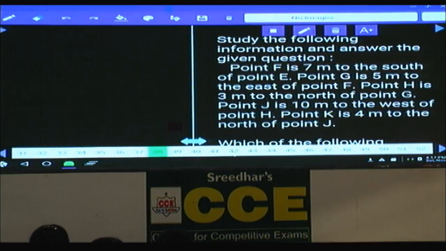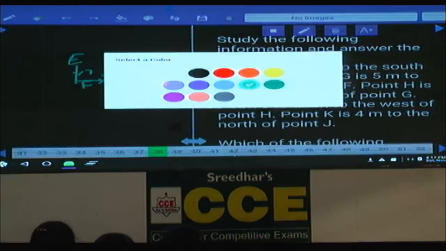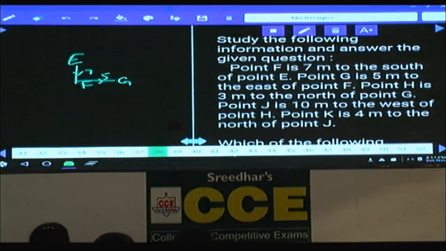F is 7 meters to the south of E. E is here and F is here, and the distance between these two is 7 meters. G is 5 meters to the east of F. Now from here, G is somewhere here and the distance is 5 meters. And H is 3 meters to the north of G.